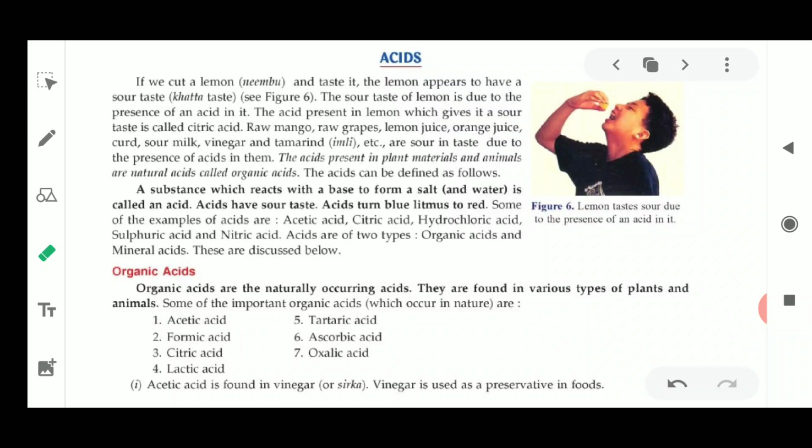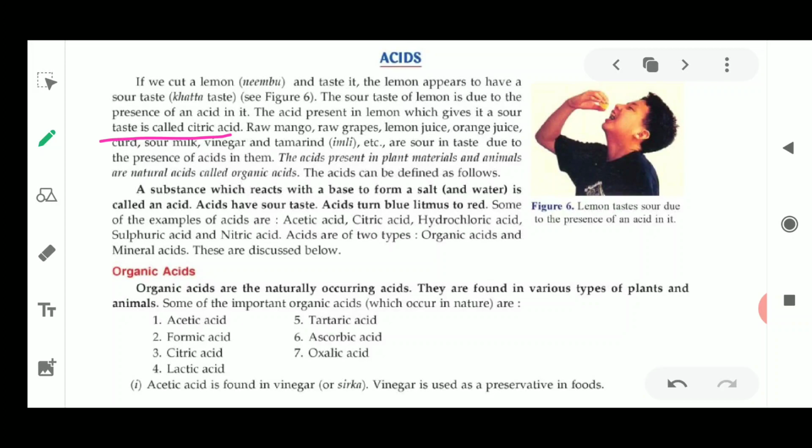If we cut a lemon and taste it, the lemon appears to have a sour taste. It means that acids taste sour in nature. The sour taste of the lemon is due to the presence of acid in it. The acid present in the lemon which gives us the sour taste is called citric acid.